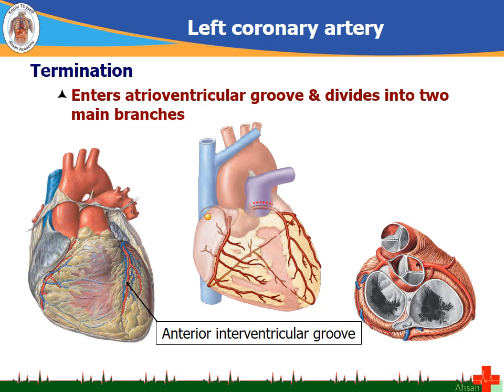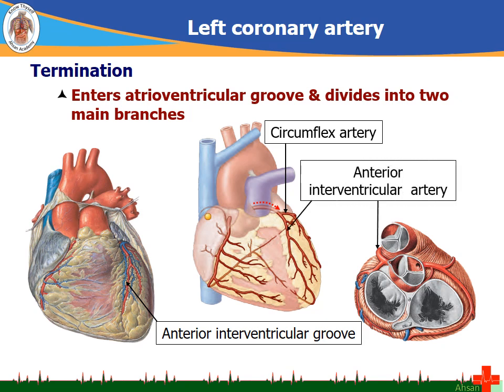When it comes out in the atrioventricular groove, it divides into its two terminal branches. You can see the anterior terminal branch is the anterior interventricular artery, and the circumflex artery continues in the left part of the atrioventricular groove. This one is the anterior interventricular artery, and the other one is the circumflex.